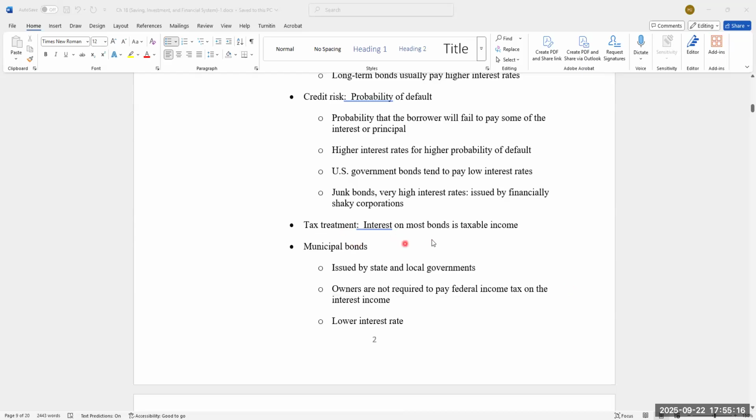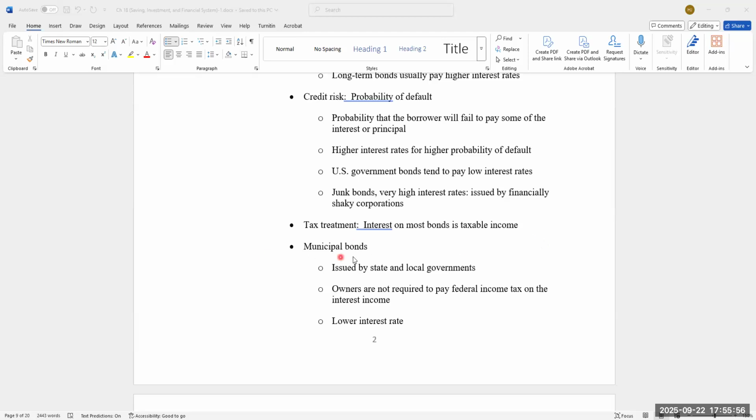Tax treatment. Interest on most bonds is taxable income. Just a heads up, when you lend money to Google, you lend them $100, and Google says, "Hey, don't worry, I'm going to give you 10% interest." That means you made $110, say, one year from now. Well, the $10 you made off the interest income, because remember, 10% of $100 is $10, you have to pay some of that to Uncle Sam in taxes.